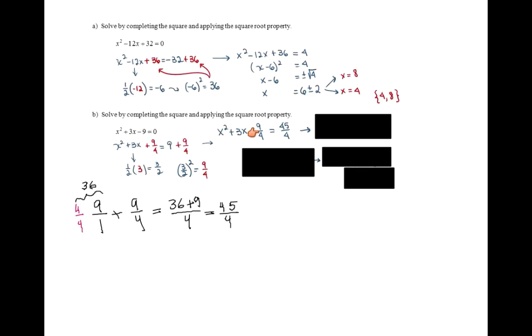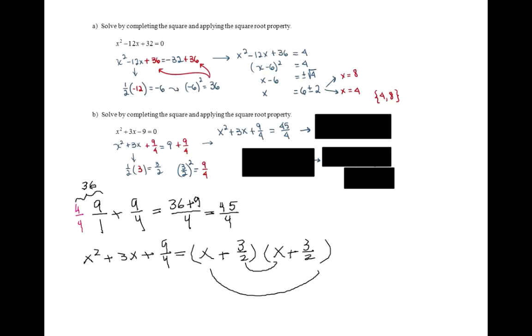Better be, because we found the number to make this a perfect square. That would factor into what? So on the left-hand side, I have x squared plus 3x plus 9/4. This would be x. What number goes here? It would be the square root of this, right? Which is 3/2 and 3/2. You can check, make sure that works.